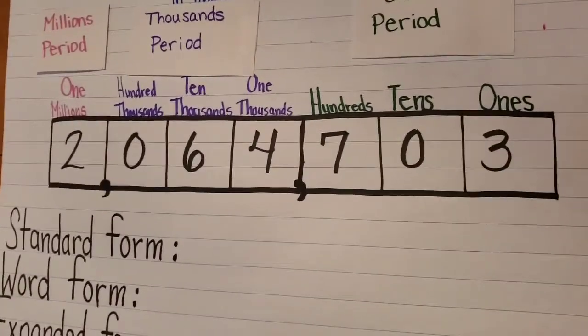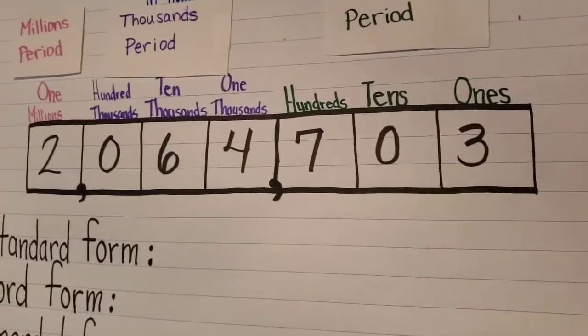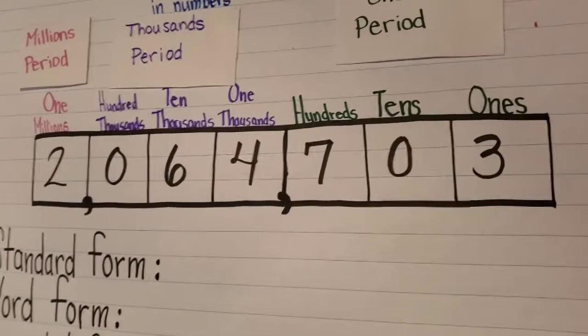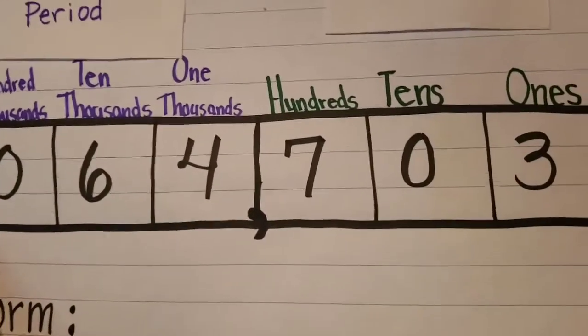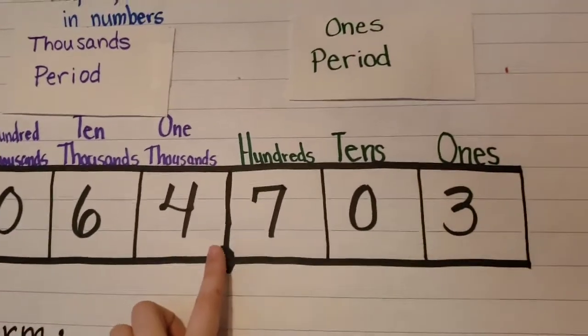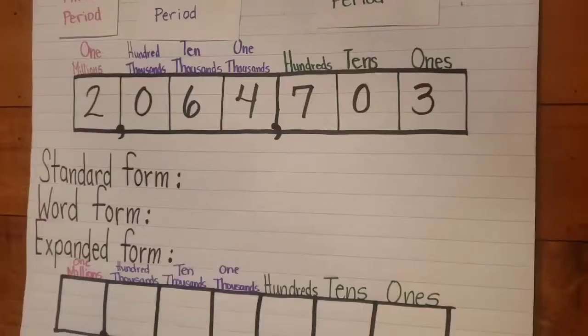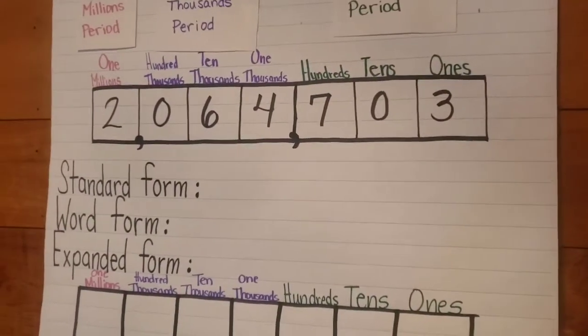Notice I did not say the word "and" anywhere in that number. Remember, we don't say the word "and" when we're reading whole numbers. So again, this is 2,064,703. So now we're going to work on writing this number in 3 forms.